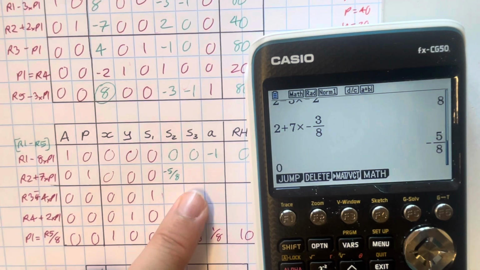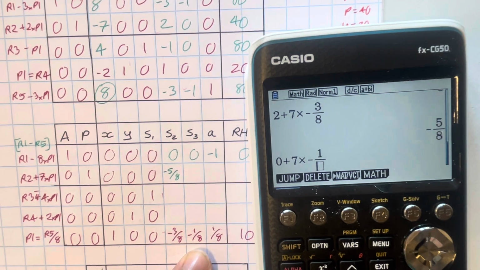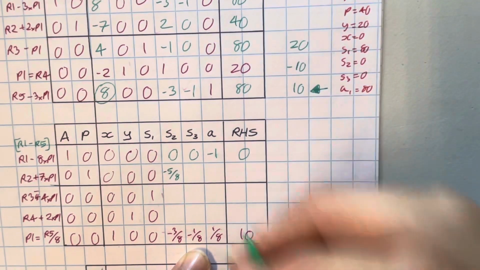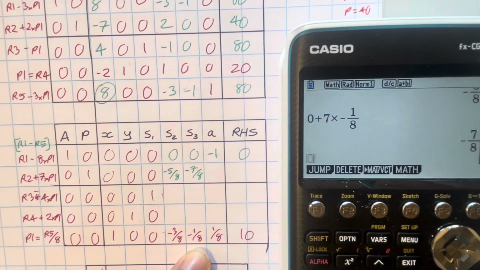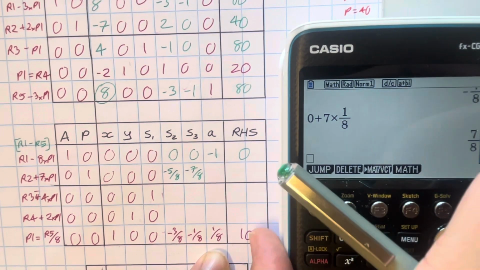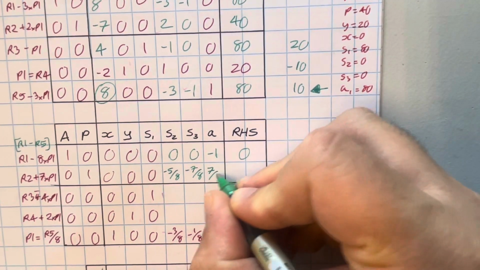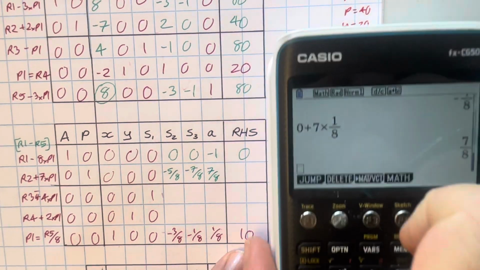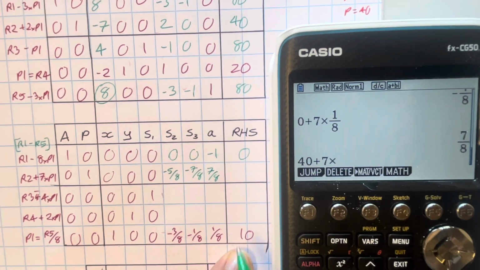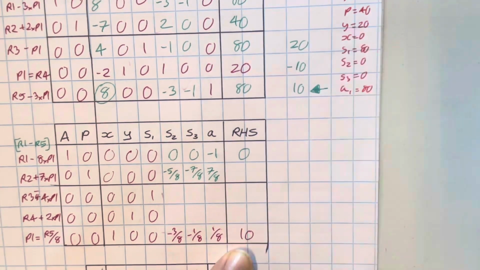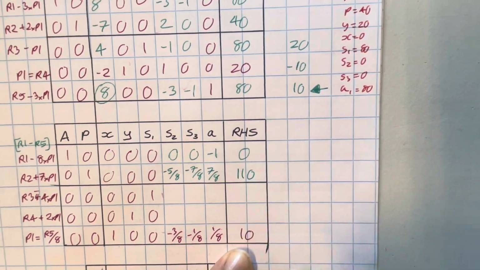We've got 0 plus 7 times negative 1/8, which is minus 7/8. And then we've got 0 plus 7 times 1/8, which is 7/8. 40, previous entry, plus 7 times 10 is 110. Okay.